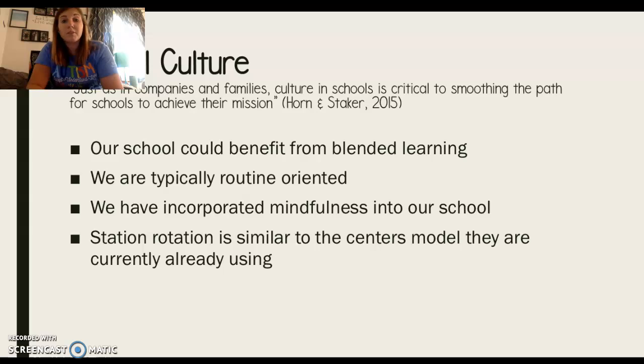As our book talks about a lot, culture makes it smooth. It makes things run smooth. It helps so that everyone knows what their job is and everyone knows what they're supposed to be doing. So our school culture and our school could definitely benefit from blended learning.